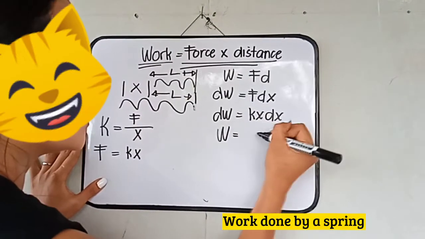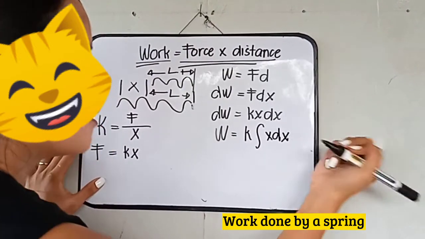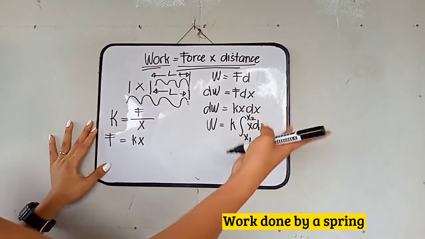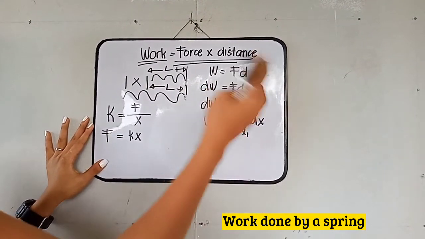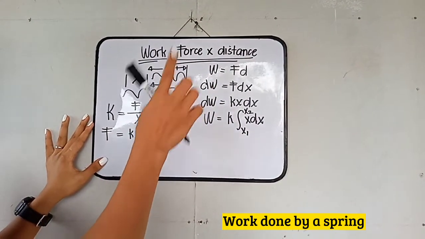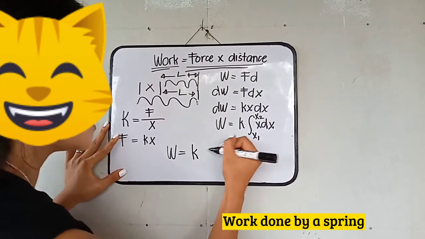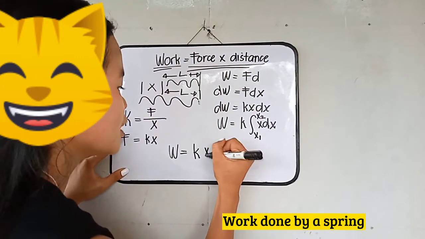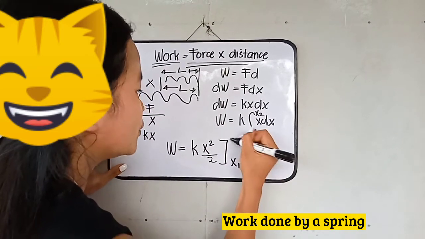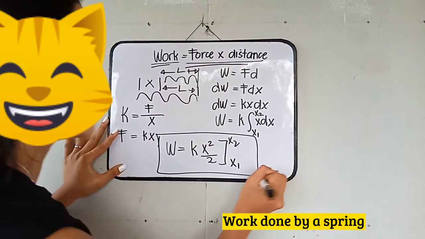Work is equal to k times the integral of x dx, from the elongation x sub 1 to x sub 2. The elongation here, x sub 1 to x sub 2, is measured from the reference point, which is the original length. So work is equal to k, apply the power formula, x squared over 2 from x sub 1 to x sub 2. This is our formula for work done by a spring.